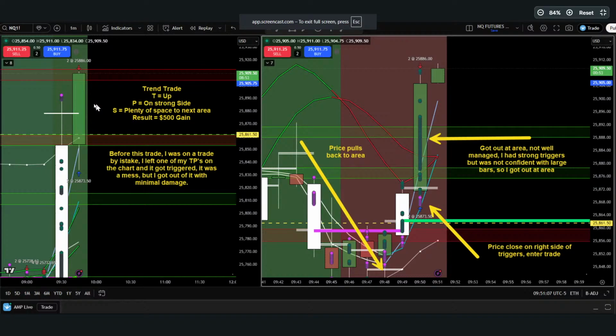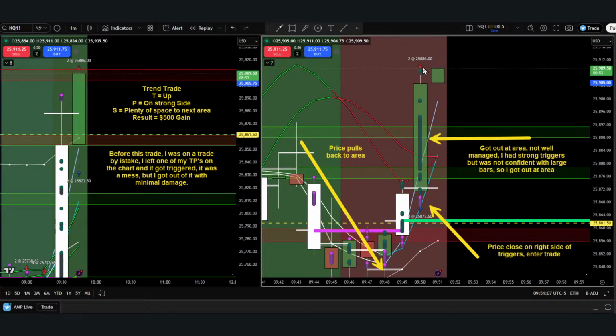Victor, trend trade up, strong side, plenty of room. Before this trade, I was on a trade by mistake. I left one of my profit targets on the chart. It got triggered, was a mess, got out with minimal damage. Pull back to the area, directly into resistance. 73 has you directly into a zone here. Worked out. Victor, you're trading into areas, and it's working for you today.